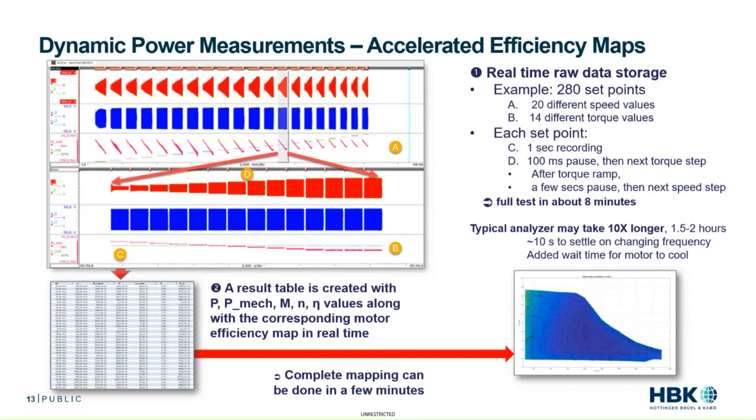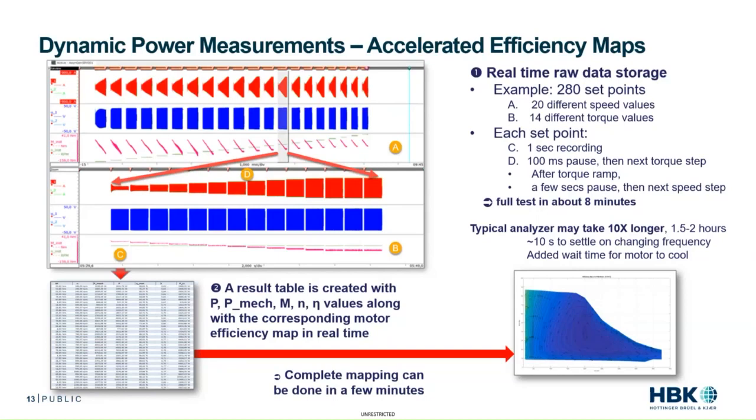So in this example, we have 280 set points, which includes 20 different speed values as seen in area A. And then what we have is 14 different torque values for each speed step as seen in area B. So for each set point, a 1 second recording is performed, and then a 100 millisecond pause to move to the next torque step and onto another measurement. So after an entire torque ramp, there's a few seconds pause to proceed to the next speed step, and then onto the next set of torque steps.